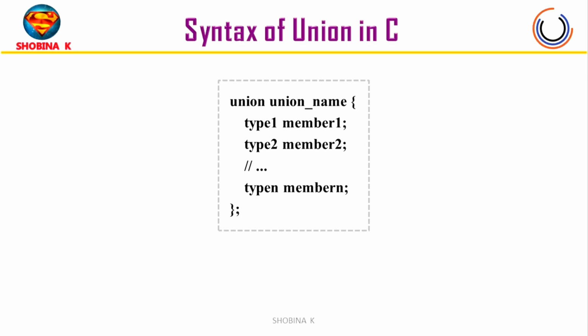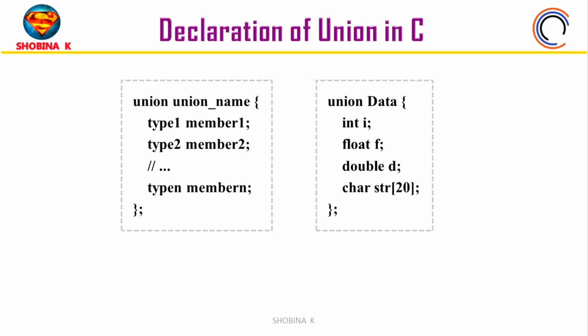union_name is the name of the union. type1, type2 and typeN are the data types of the members of the union. They can be any valid C data types such as int, char, struct, etc. member1, member2, memberN are the names given to the members of the union. They are used to access the members of the union. This is a declaration of a union called data.